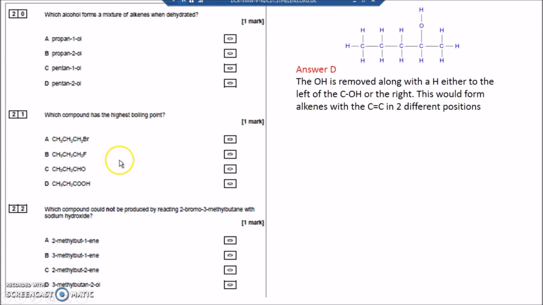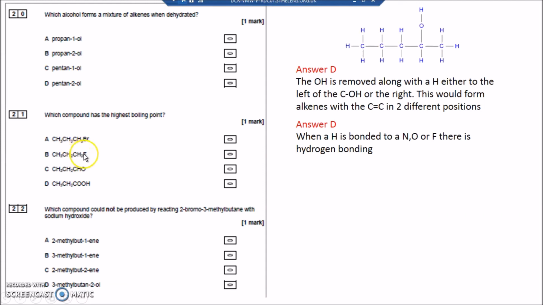Which compound has the highest boiling point? So immediately I'm looking for something that's got hydrogen bonding. And here I've found it, hydrogen bonded to an oxygen, a nitrogen or a fluorine. It's answer D. So I've got hydrogen bonding in this propanedioic acid because I've got an oxygen bonded to a hydrogen. I could equally be looking for a fluorine bonded to a hydrogen or a nitrogen bonded to a hydrogen.